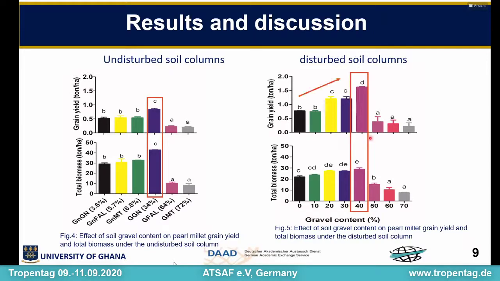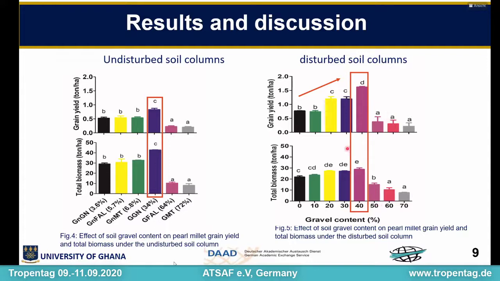And we realized that as the gravel content increased in the disturbed soils, the grain yield and the total biomass also increased up to 40%. And then beyond 40%, there was a significant reduction in the yield and the total biomass.